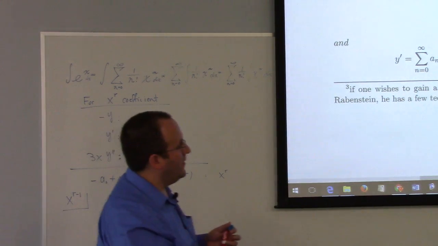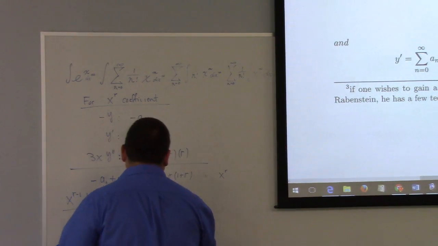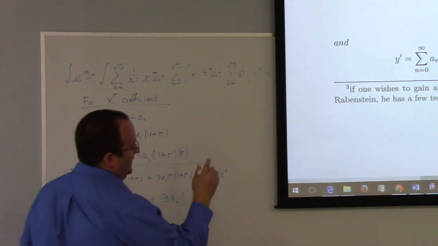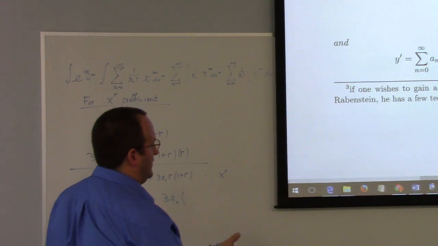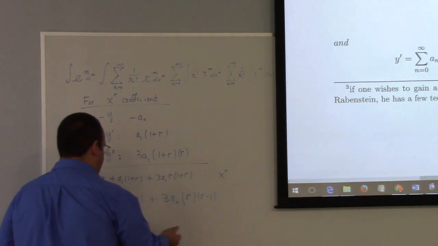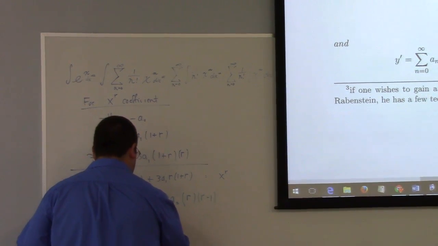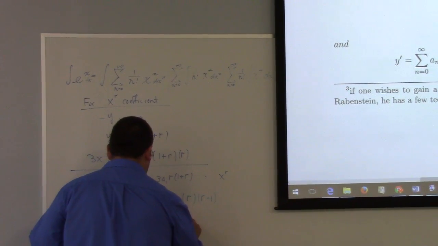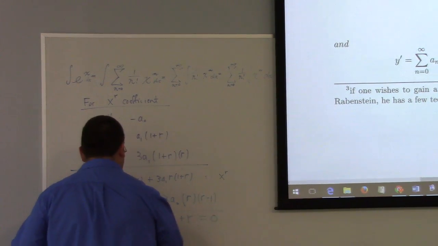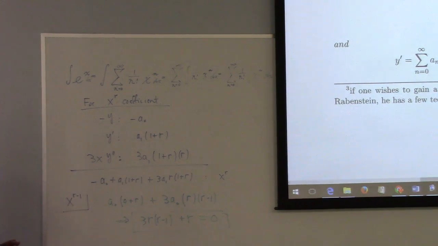Plus 3x y prime prime. So to get r minus 1, I put n equals 0 here. So I got 3a sub 0. And then that's r times r minus 1. So that implies that 3 times r minus 1 plus r has to be equal to 0. There's my initial equation, stripping off the a naught.